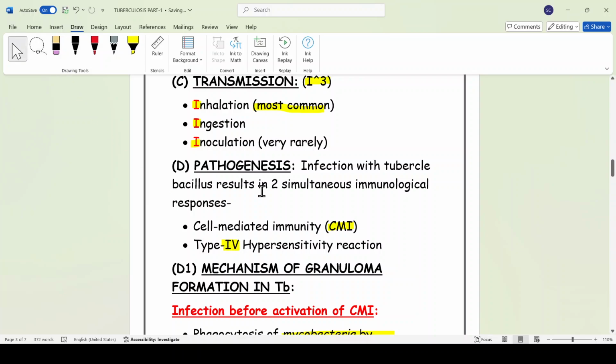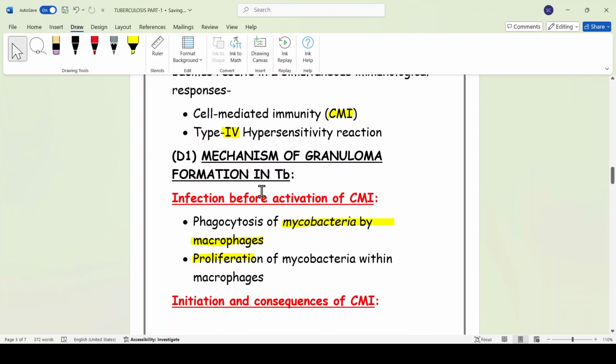Next is the mechanism of granuloma formation. As I told earlier in the very first line, TB is a communicable chronic granulomatous disease. Granulomatous disease means there will be formation of granuloma, and that is the reason we call it a granulomatous disease. Now, what is the mechanism of formation of this granuloma? We have to remember that there are two series of stages, or two steps, that take place in the formation of granuloma.